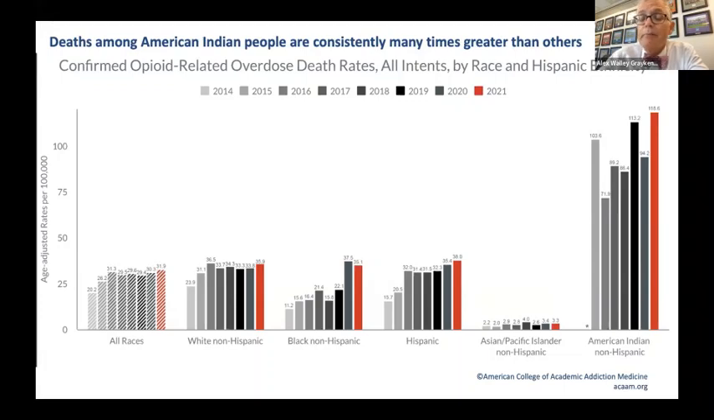Population of our original inhabitants who are here with us and are living, but they're also dying from overdose. And so this is a place where we need to spend and put more attention.